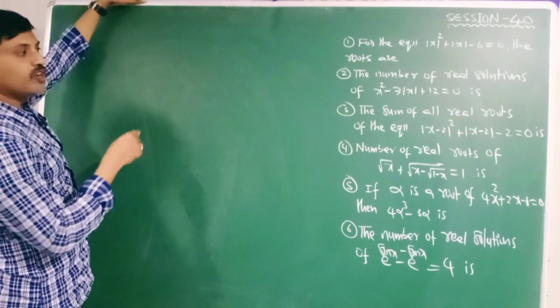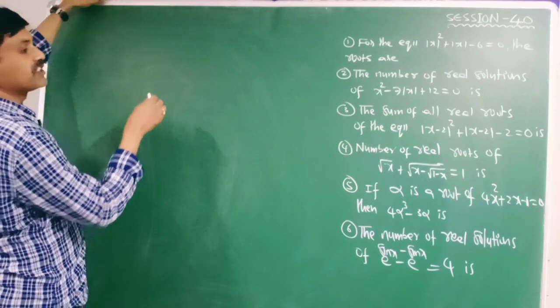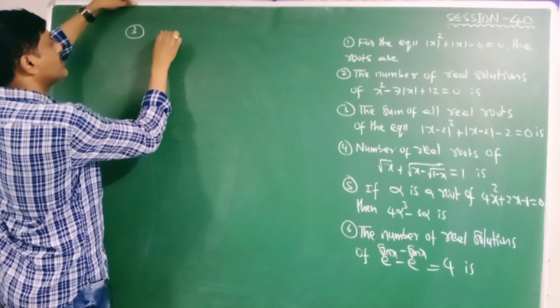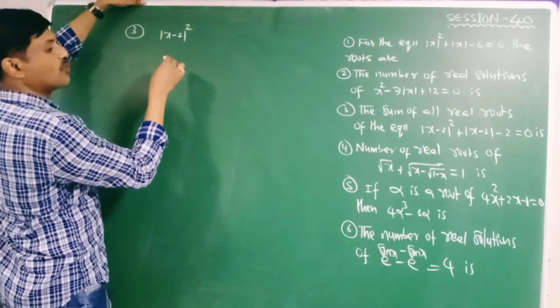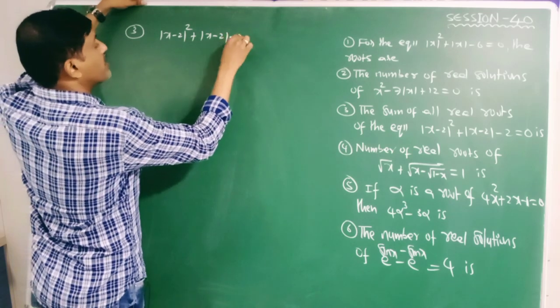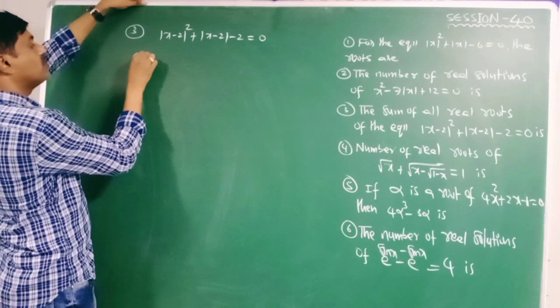As students move on to the next question: the sum of all real roots of the equation. Our equation is (x minus 2) whole square plus modulus of x minus 2 is equal to 0. Here also we have mod, so case 1.